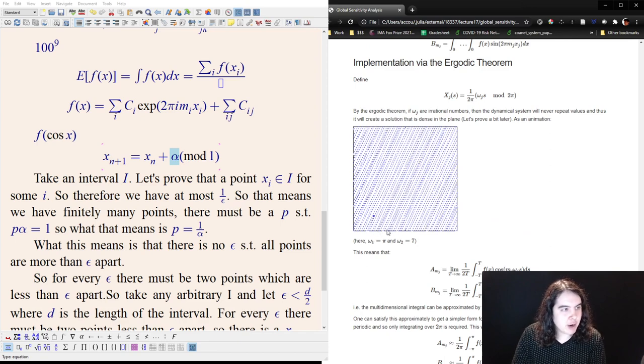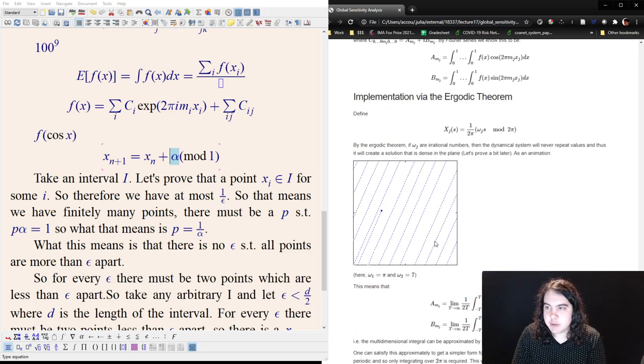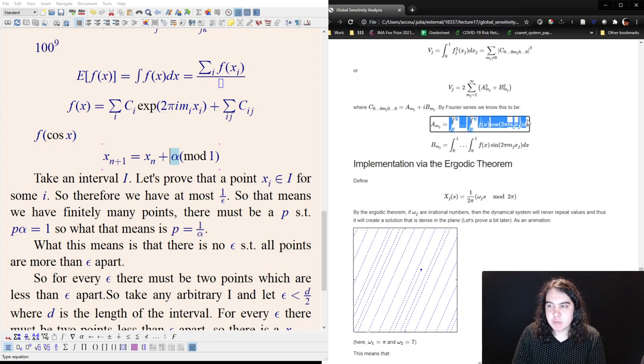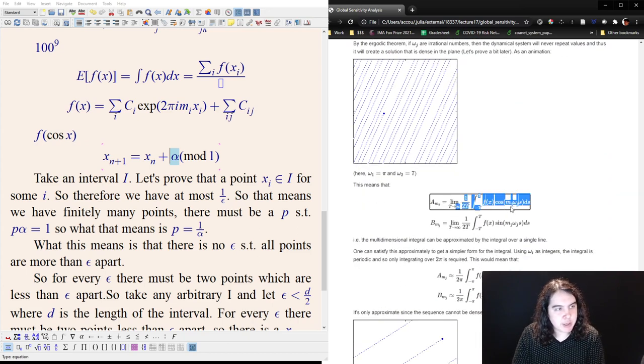And so if we made that alpha be something that is irrational, then you will hit every single point in this space at least once. And then all of these lines are just constant slope. And so therefore we will fill the entire space of this square. And that's the proof. And so this gives us a nice way to do really high dimensional integrals and turn them into single dimensional line integrals.